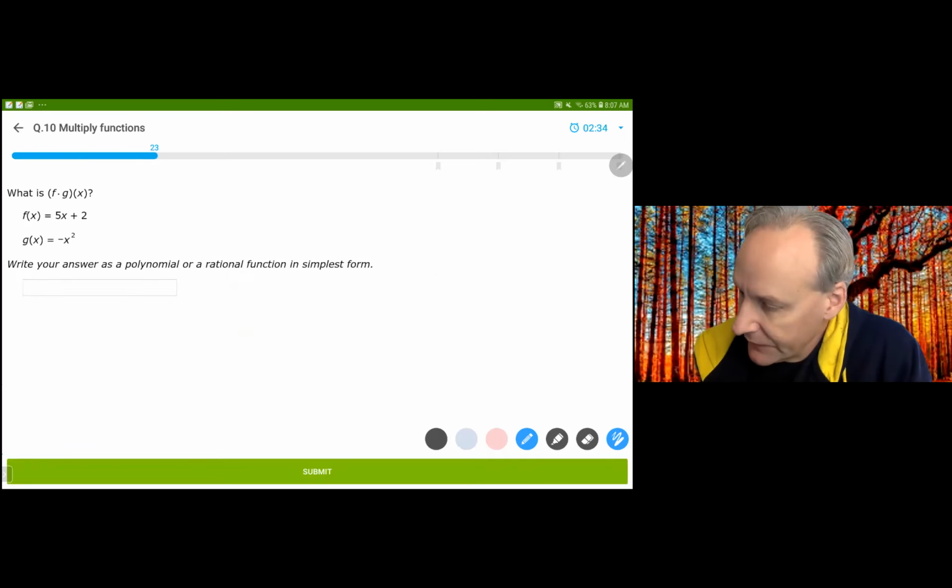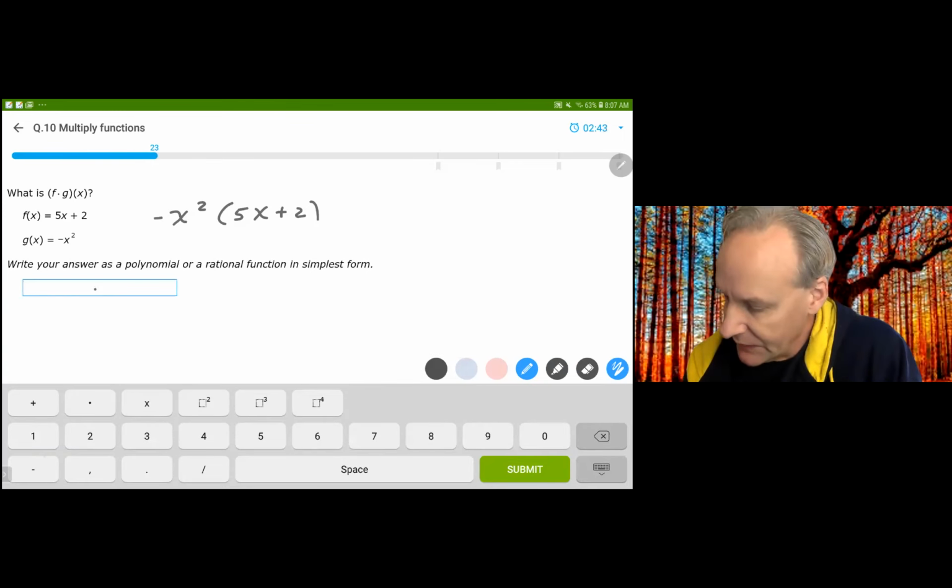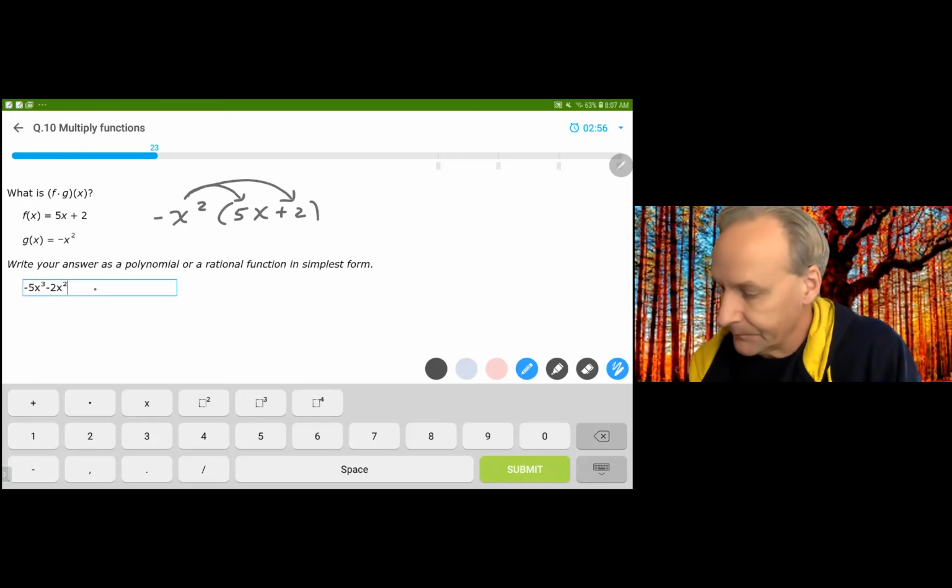All right, we've got a negative x squared. I'm just going to put it up here this time. X squared times 5x plus 2. And I'm going to go ahead and multiply it just straight in. That's going to give me negative 5x cubed, isn't it? And then I'm going to get a minus 2x squared. And that's it. I just took the minus x squared times both parts.